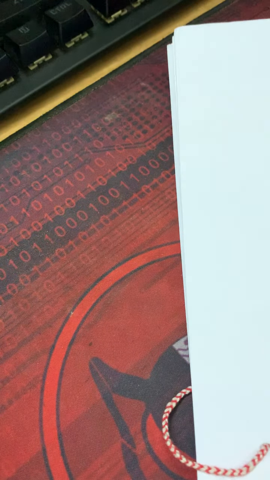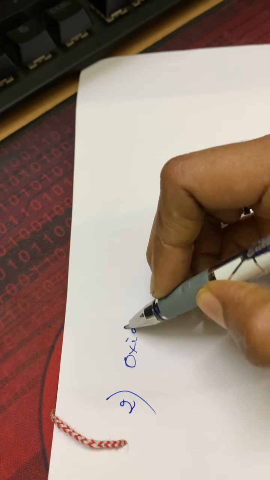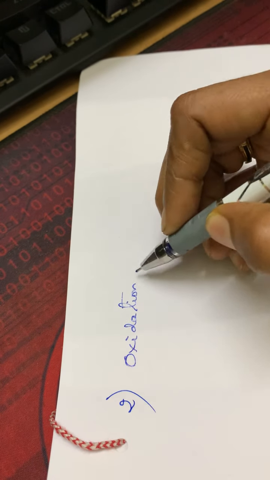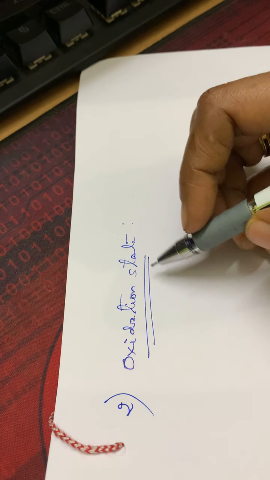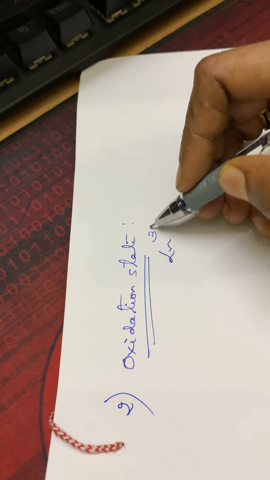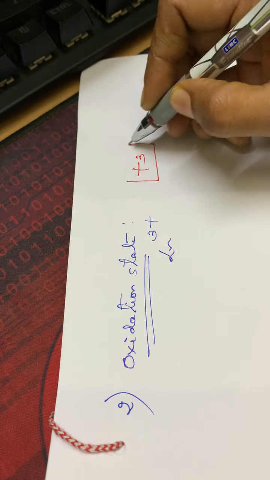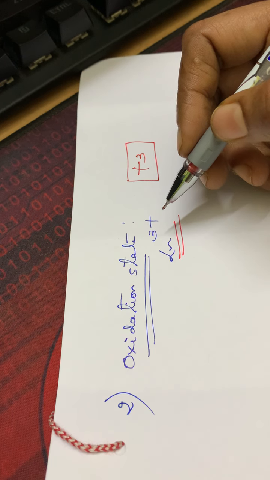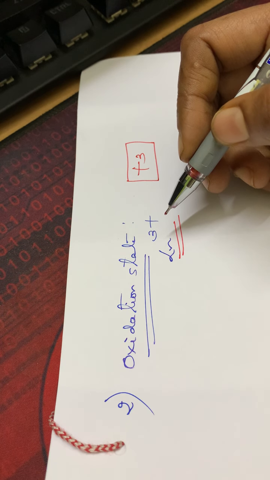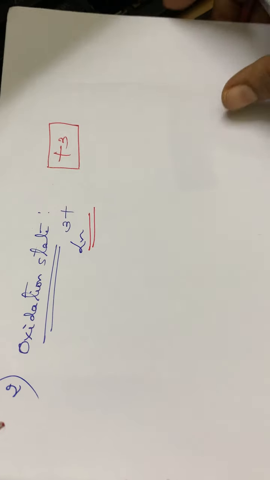Then the next one, the oxidation state of lanthanides. Second property, that is the oxidation state of lanthanides. Generally lanthanides have a +3 oxidation state. Okay, it is very important. Lanthanides have a +3 oxidation state, that is lanthanum 3+. And also sometimes +2 and +4 oxidation states are there in addition to +3.